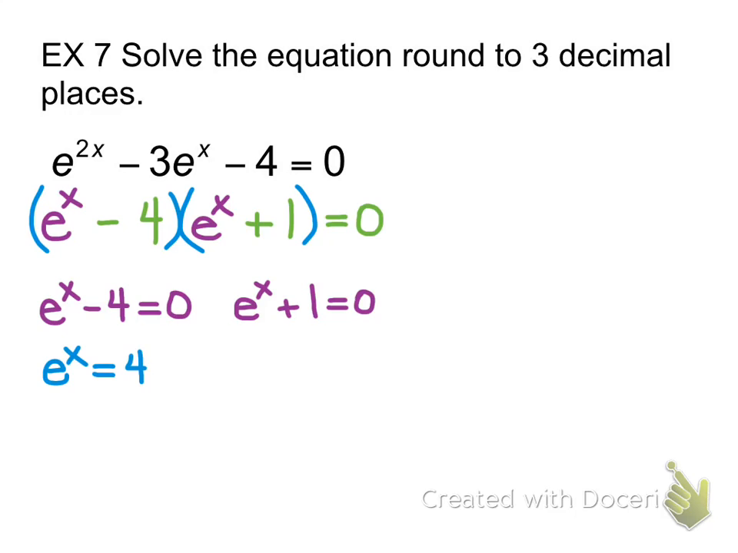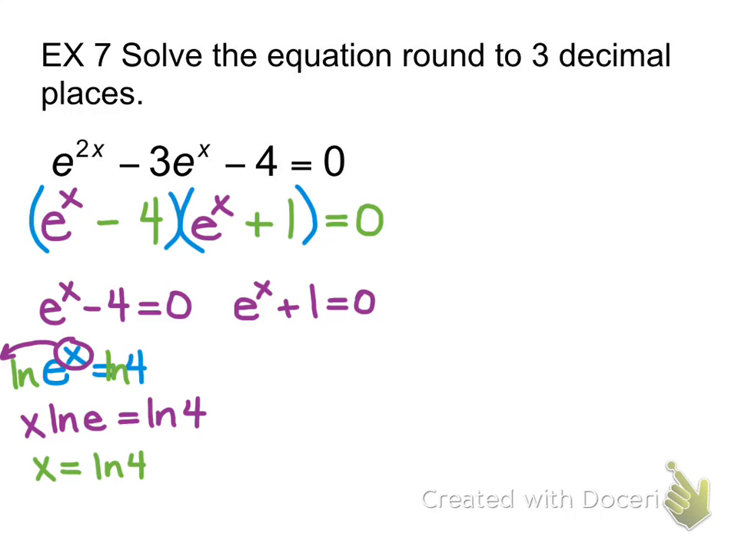And then like the problem that we did earlier, I would want to take the natural log of both sides to get the exponent down out front. So x times natural log e equals natural log 4. We know that the natural log of e is 1, so x is just equal to the natural log of 4. So I can type that in my calculator and I get that the natural log of 4 is about 1.386.